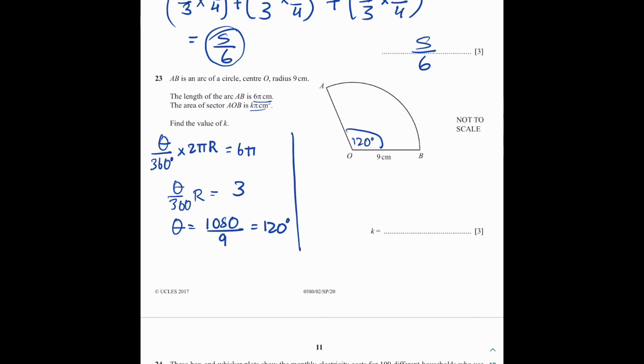Now the area of a sector is theta over 360 times pi r squared. We want our answer in pi, so theta over 360 times 9 squared, and theta is 120. Plug that into your calculator. That just gives us 27 pi, which is your answer. That is the value of K.